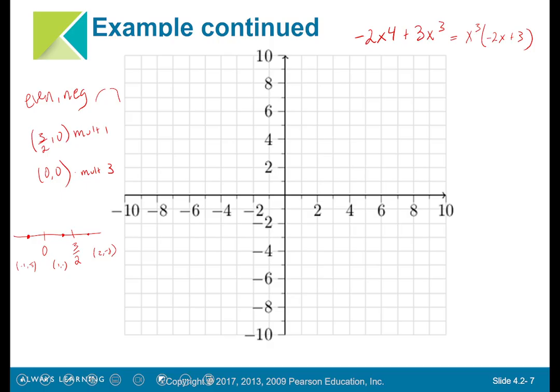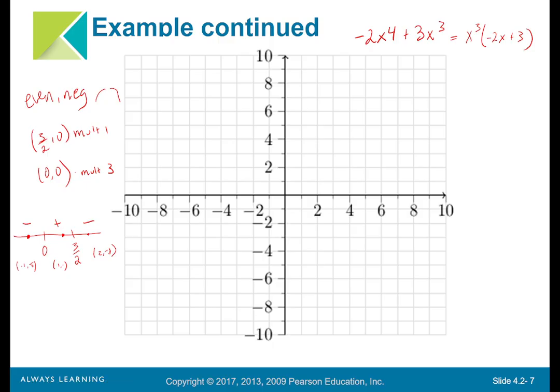So here it is on the next slide. You can see that I wrote down notes ahead of time. We have our even, negative, overall look to the function. We know we have 3/2 comma 0, multiplicity 1. We have 0, 0 with multiplicity 3. And then we have our different points that we marked on the graph and on our number line. And of course, then we marked that this went minus, plus, minus.